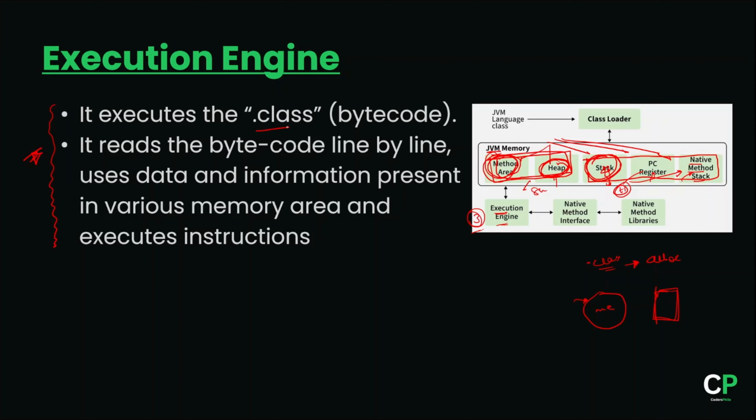So what does it do? It executes the .class file or bytecode. For example, in the .class file there are instructions line by line: instruction number 1, instruction number 2, instruction number 3. So what does the execution engine do? It reads the bytecode line by line. It first reads this line, then this line, then this line. It uses the data present in the JVM memory and the information present in the various memory areas and executes the instruction.